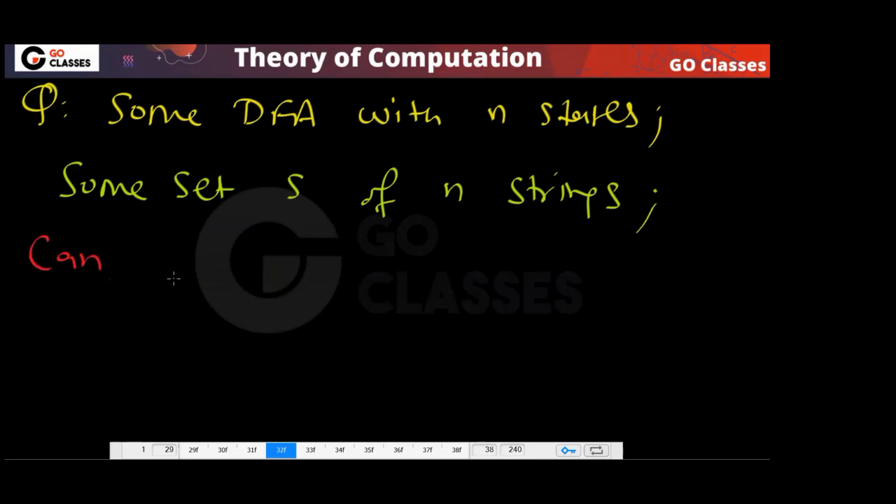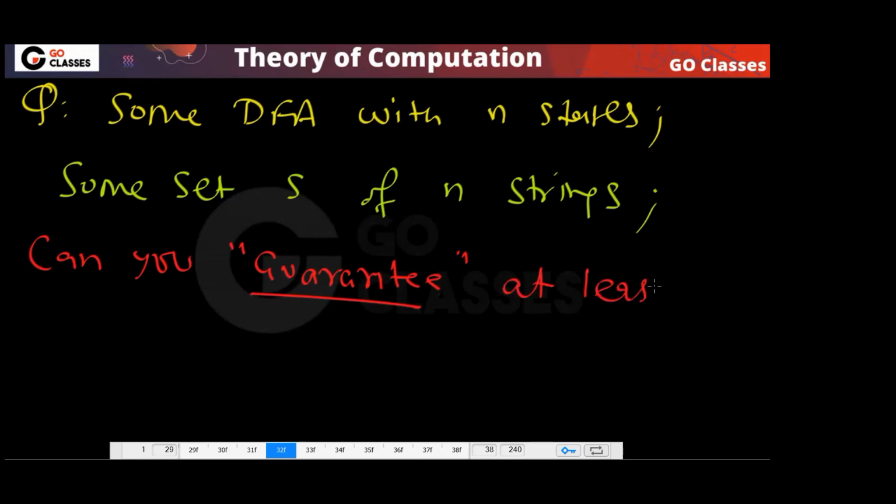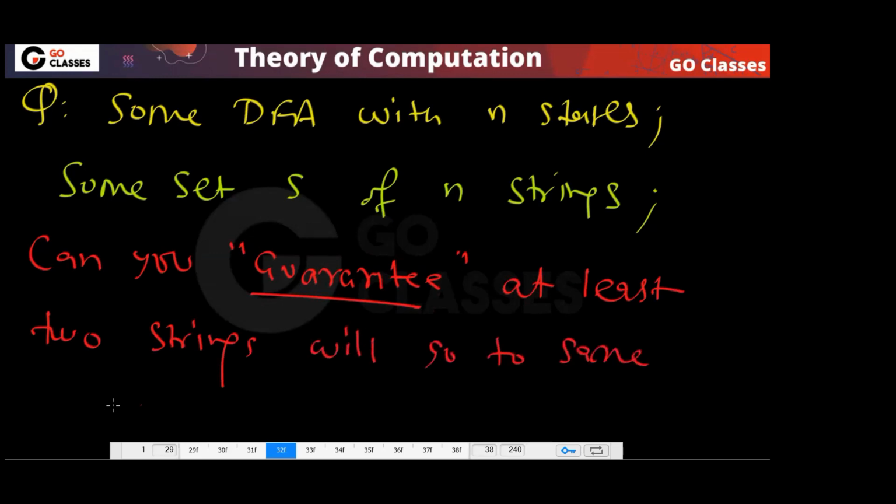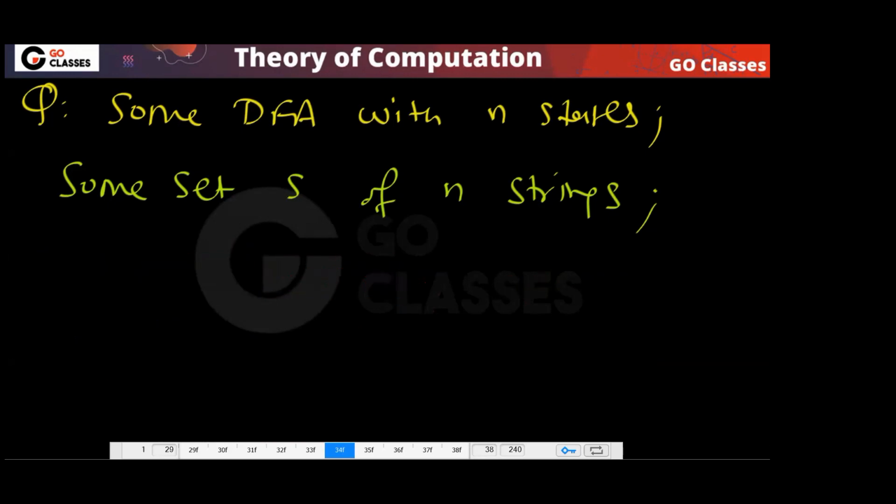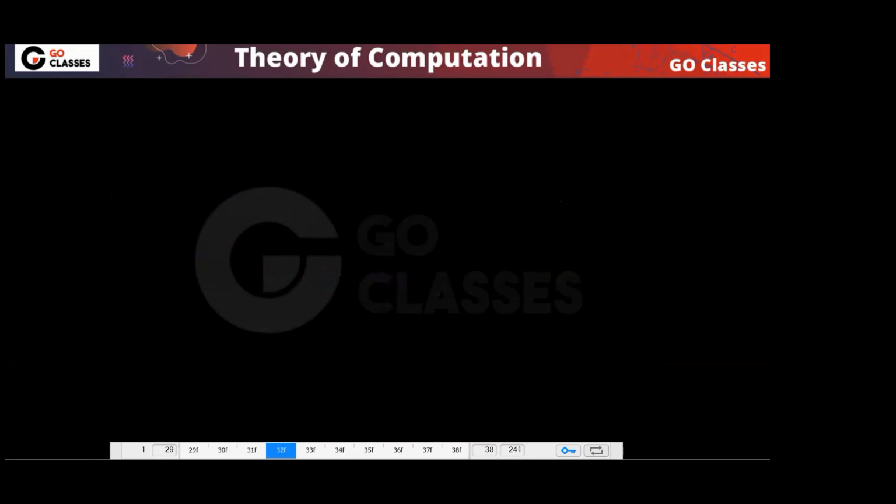Can you guarantee at least 2 strings will go to same state? Can you guarantee? This guarantee word is important. Can you guarantee at least two strings will go to same state? At least two strings will go to same state. So tell me, can you guarantee at least two of them will go to same state?